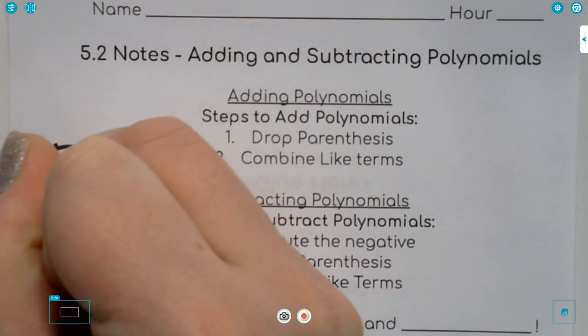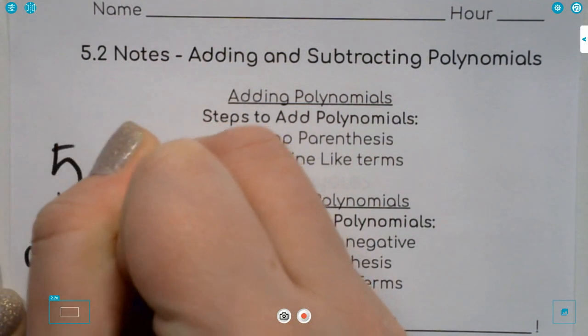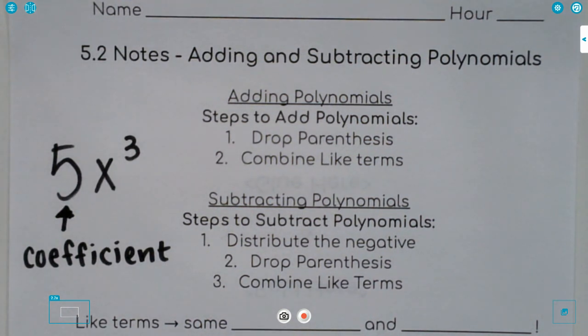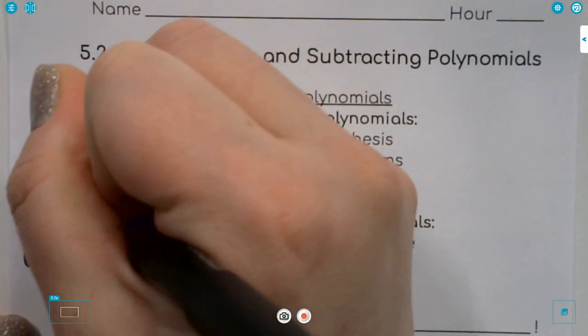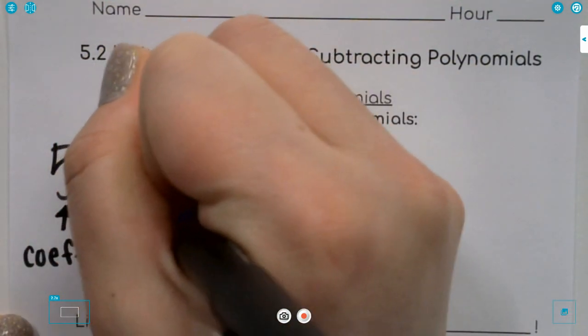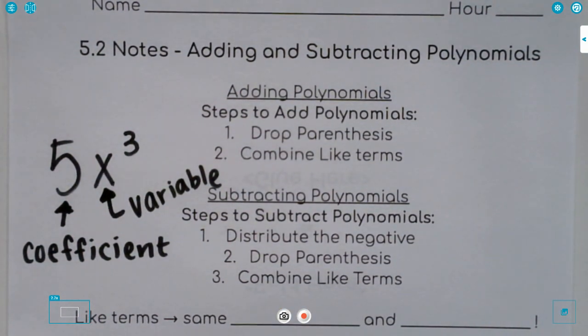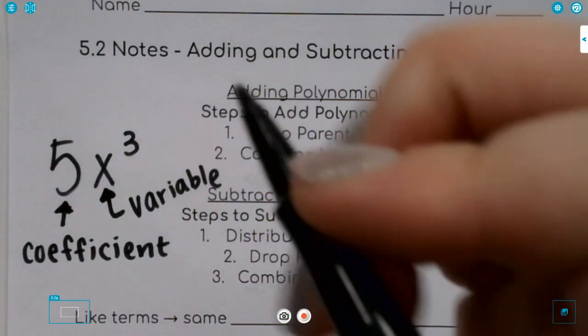So we talked about all of this last week, but I don't feel like I wrote it down for you explicitly enough. So your 5 is your coefficient. So that is the number being multiplied by our variable. It tells us how many of that term we have. Our x is our variable. And then what is this teensy weensy 3 called? An exponent.